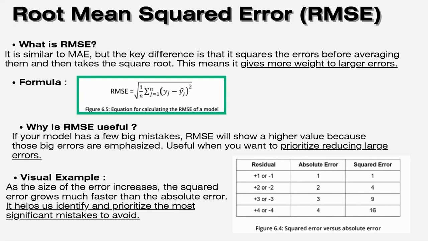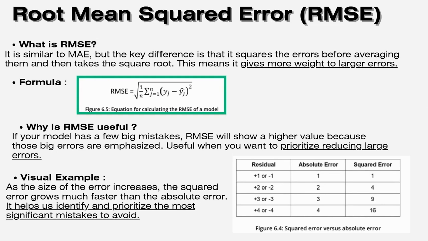So now about the root mean squared error, what is this? It's similar to MAE, but the key difference is that it squares the errors before averaging them, and then takes the square root. This means it gives more weight to larger errors. So here this is the formula.